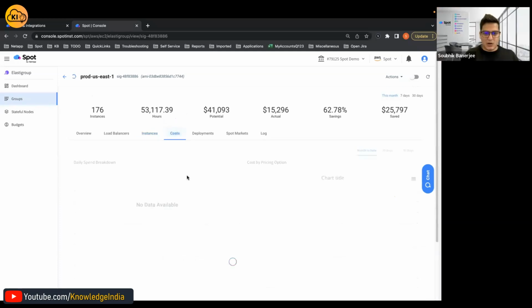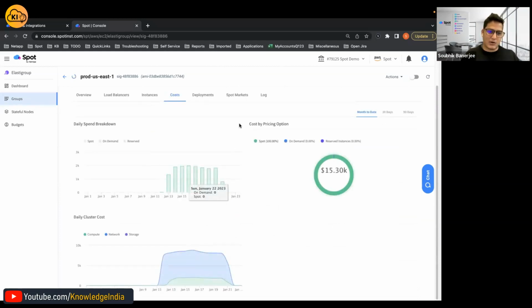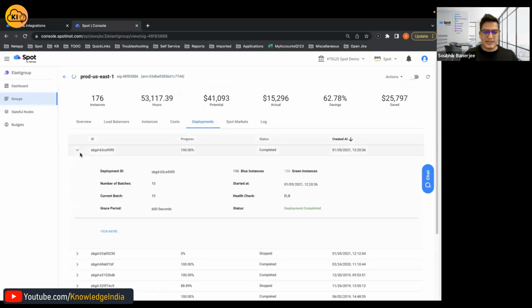Next is basically the costs. It gives you the daily breakdown of your spend: how much on Spot, how much on demand, and the cost by pricing and cluster cost. Then there are the deployments. You can see the deployments that are running on these particular instances.